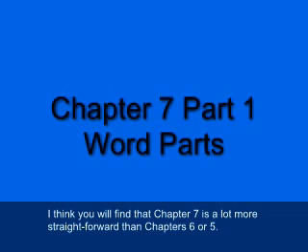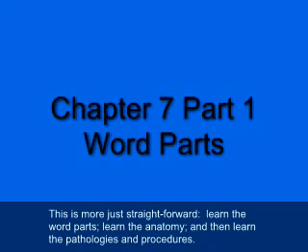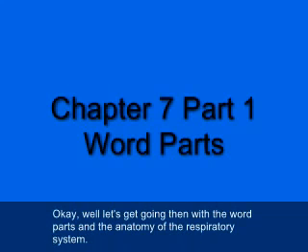I think you'll find that Chapter 7 is a lot more straightforward than Chapters 6 or 5. We don't have the complicated physiology that we had in those chapters. This is more just straightforward. Learn the word parts, learn the anatomy, and then learn the pathologies and procedures. Okay, well, let's get going then with the word parts and anatomy of the respiratory system.